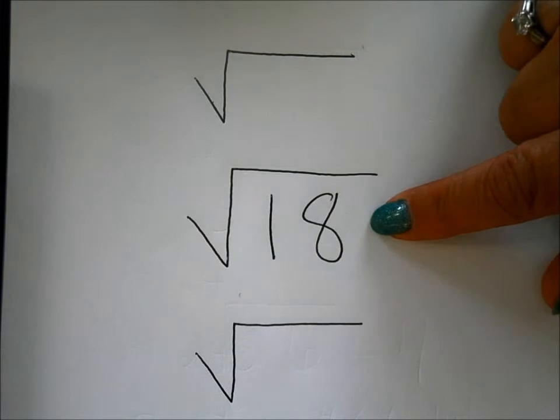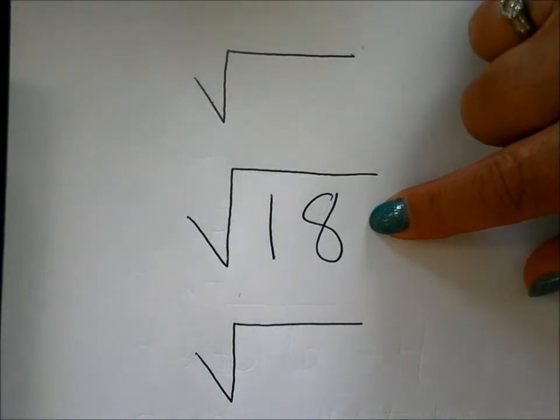The square root of 18 is an irrational number. There is no exact number that I can multiply to itself and get exactly 18. I'm going to look at the squares that are close to 18.